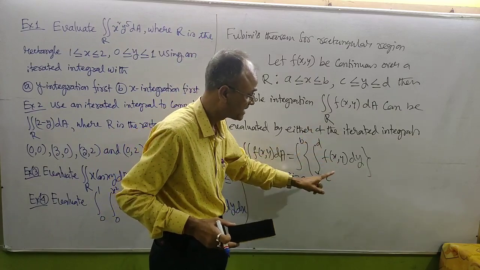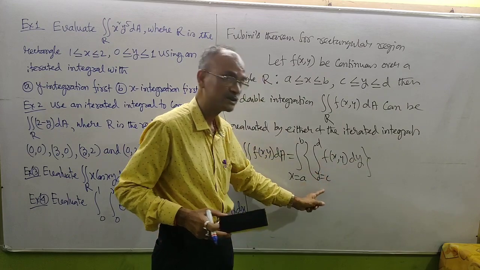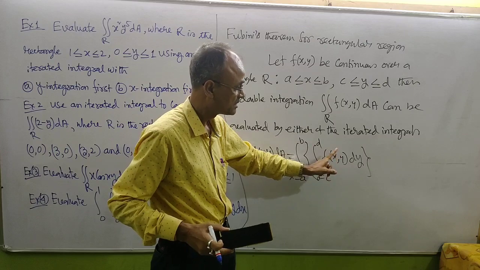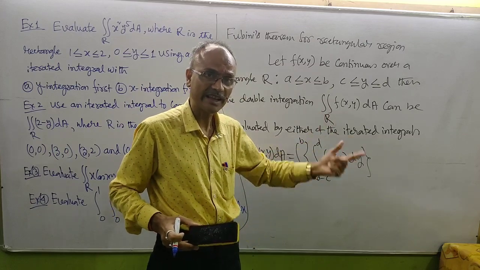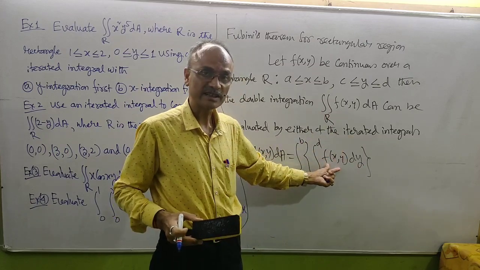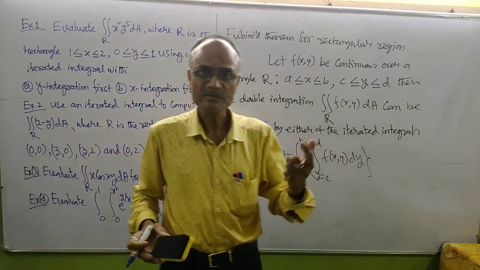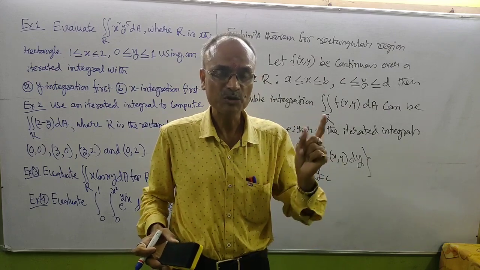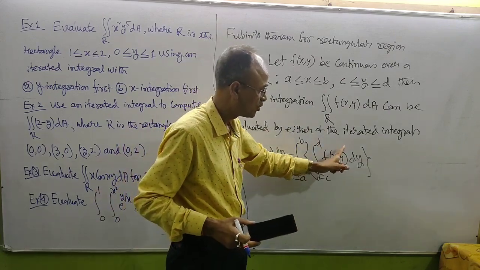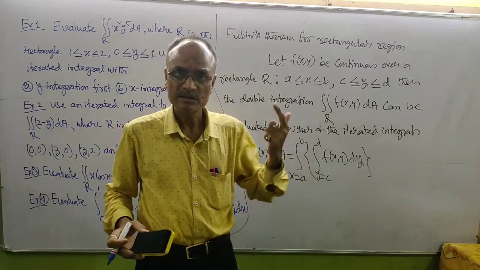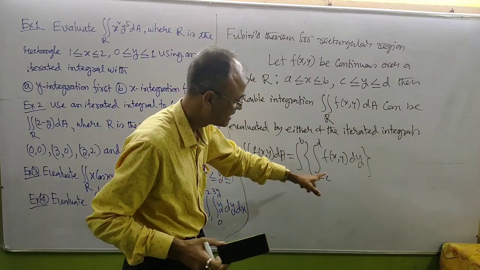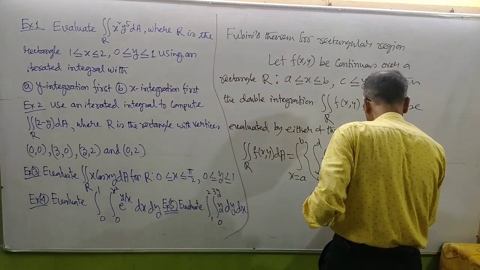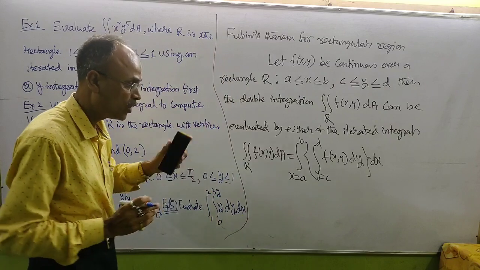While integrating this with respect to y, treat x as constant. Treat all x's occurring in this as constant. Suppose x square y. What is the integration of this? X square, y square by 2. Suppose x, y cube. Thus treat x as constant while integrating this, and you may write this.